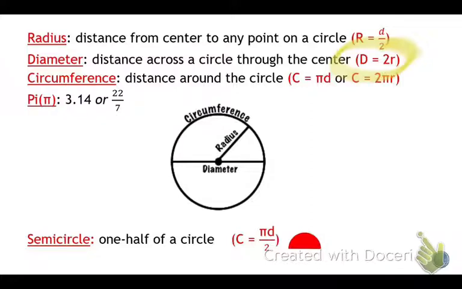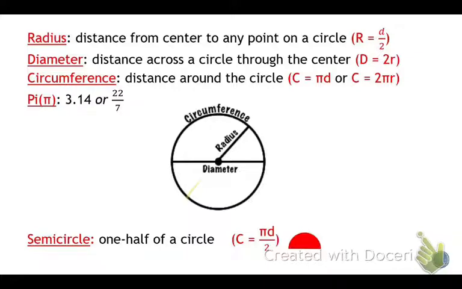Now I want you to understand why that makes sense. If this was just the radius, let's imagine that it kept going. That would be doubling the radius, wouldn't it? But if I doubled the radius, what does that now look like? It looks like a diameter, okay? So that is why D equals 2 times R, because the diameter is 2 times the radius.